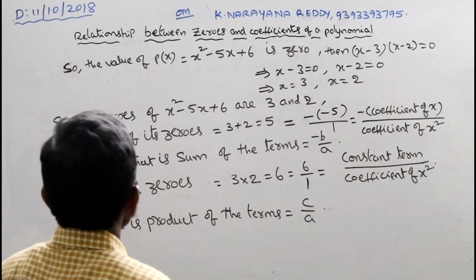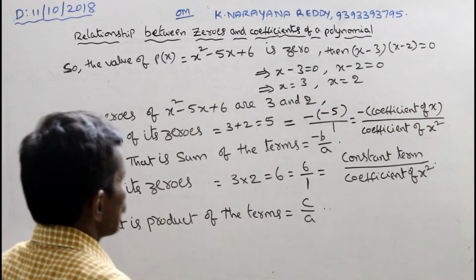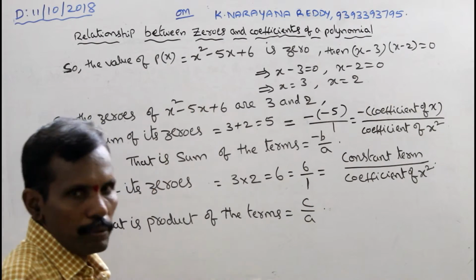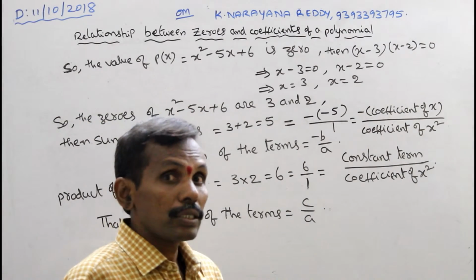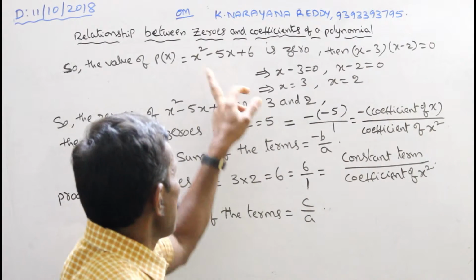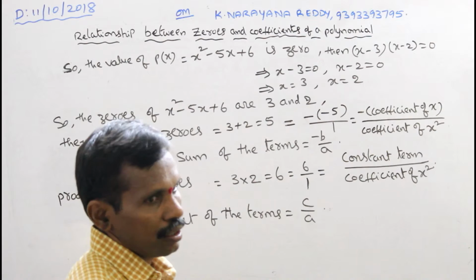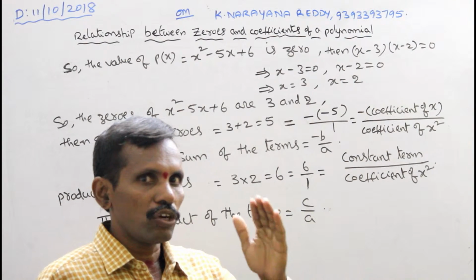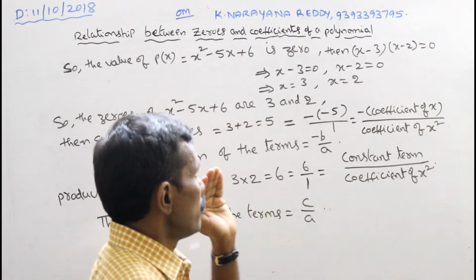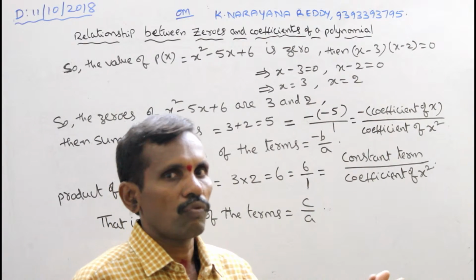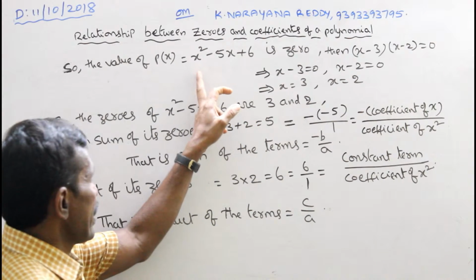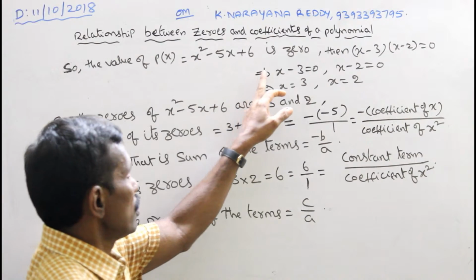See here. So the value of p of x is what? Polynomial. What is polynomial? It is a quadratic polynomial. P of x equals x square minus 5x plus 6 is 0. That is equating to 0. That is 0 of a polynomial. That means p of x is equal to 0. What is p of x? X square minus 5x plus 6 is 0.